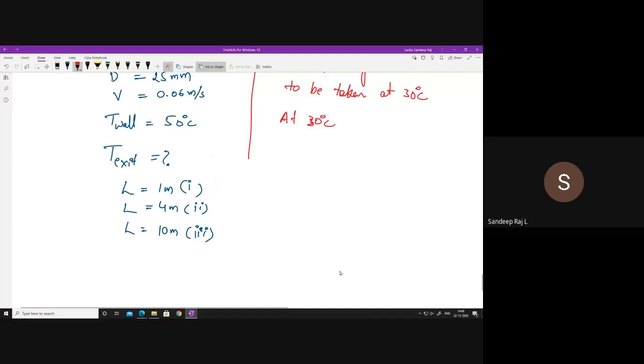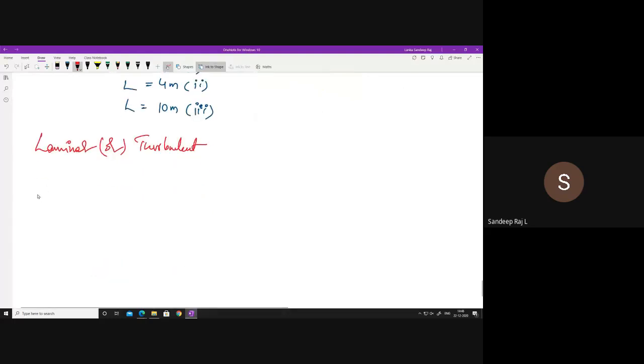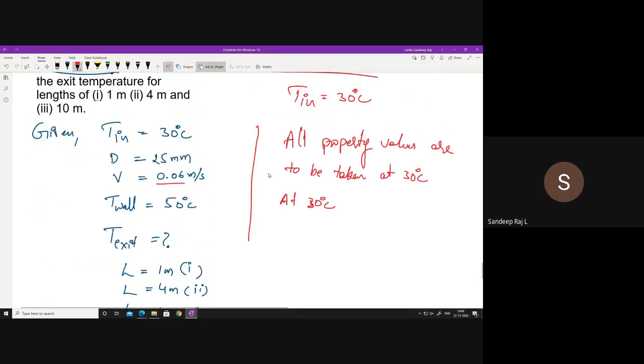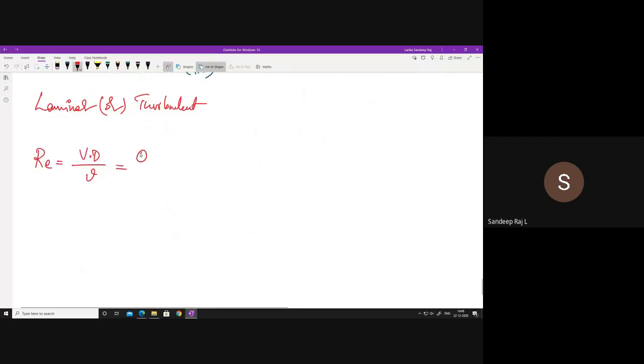So now that you are clear with the bulk mean temperature, what is the next step to do? Next step is to check whether laminar or turbulent. So what is the way to check whether it is laminar or turbulent? Find out the Reynolds number. You have to do VD by nu. V is given in the question. It is given as 0.06.